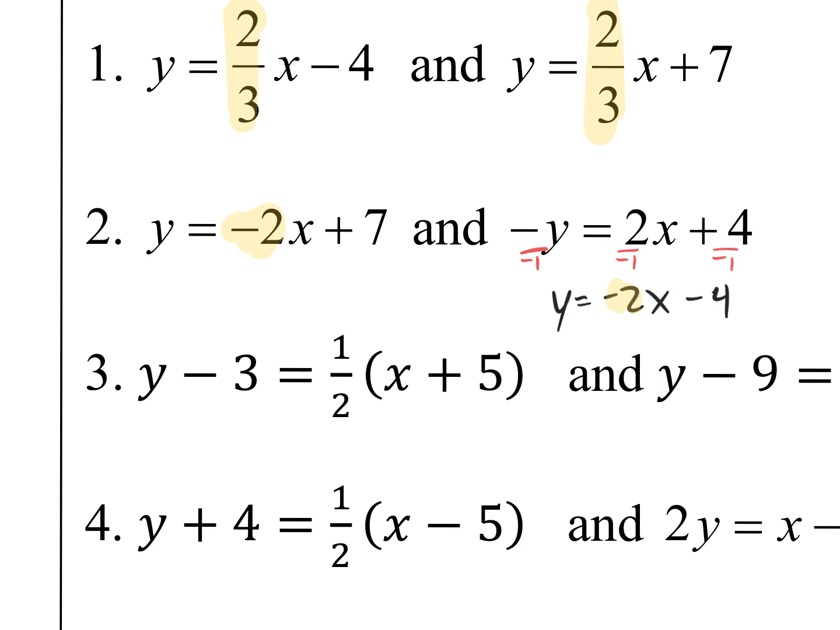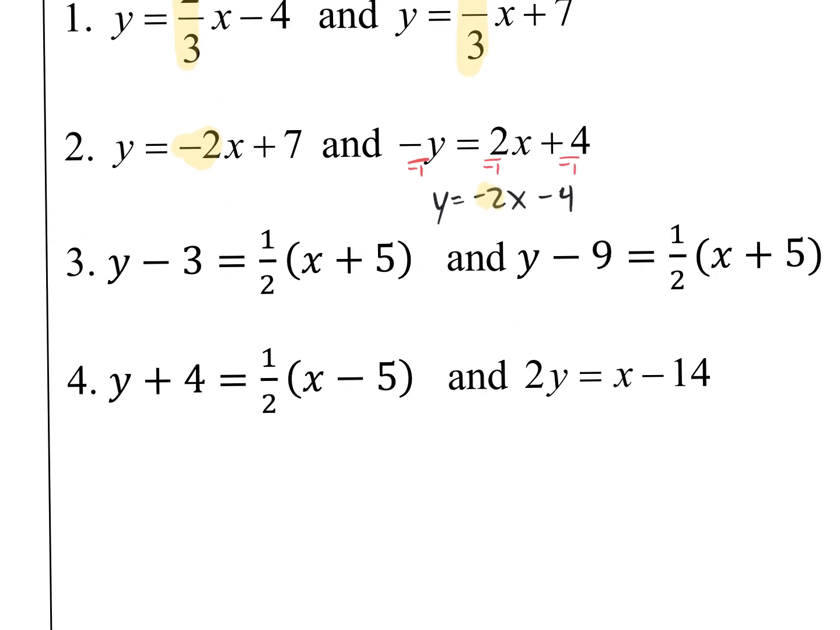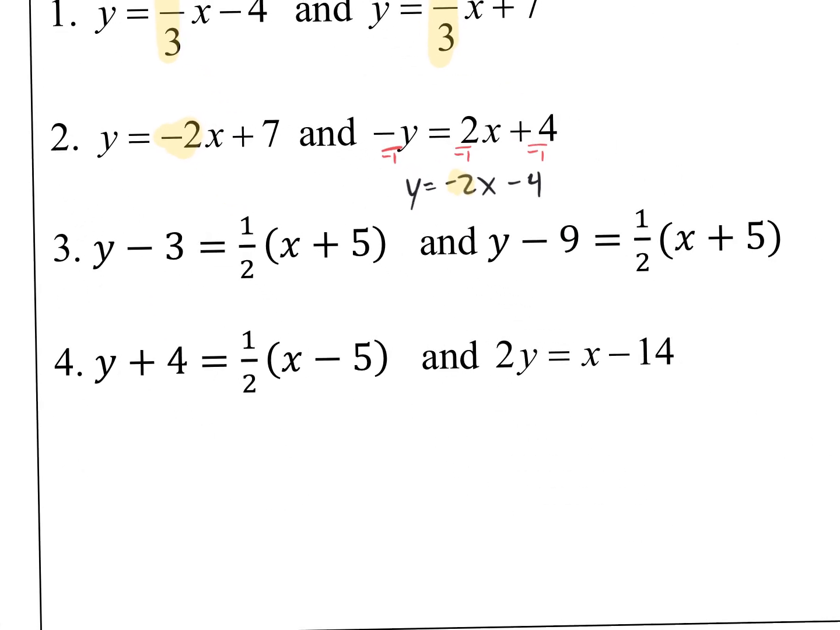Okay. So if we look at number 3, are those parallel? Yes, they're parallel. Why? Because they're both in point slope form, and we could clearly see that slope is 1/2 and that slope is 1/2. The last one, this slope is 1/2. This other slope you can't see yet because it's not in any form. You have to get y by itself first.